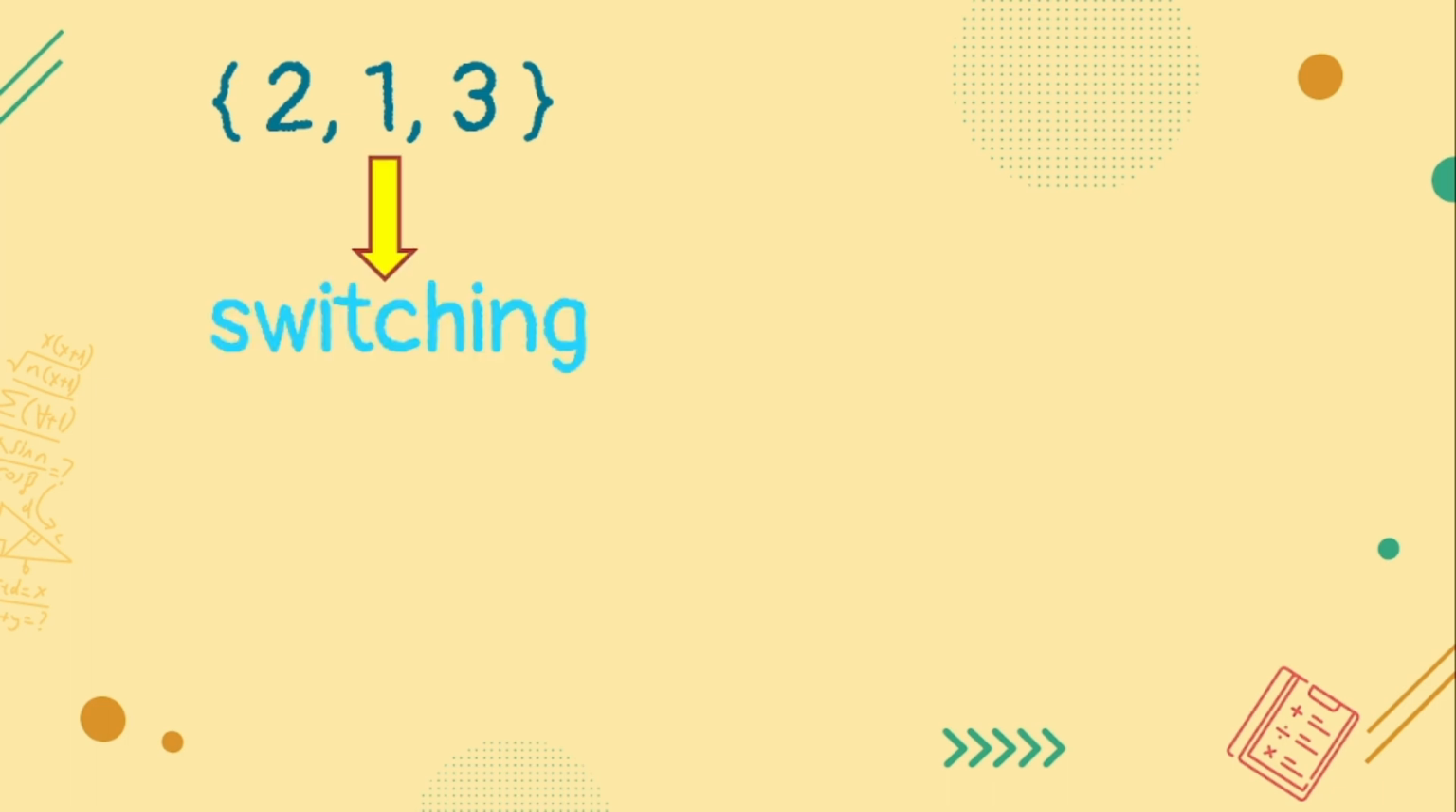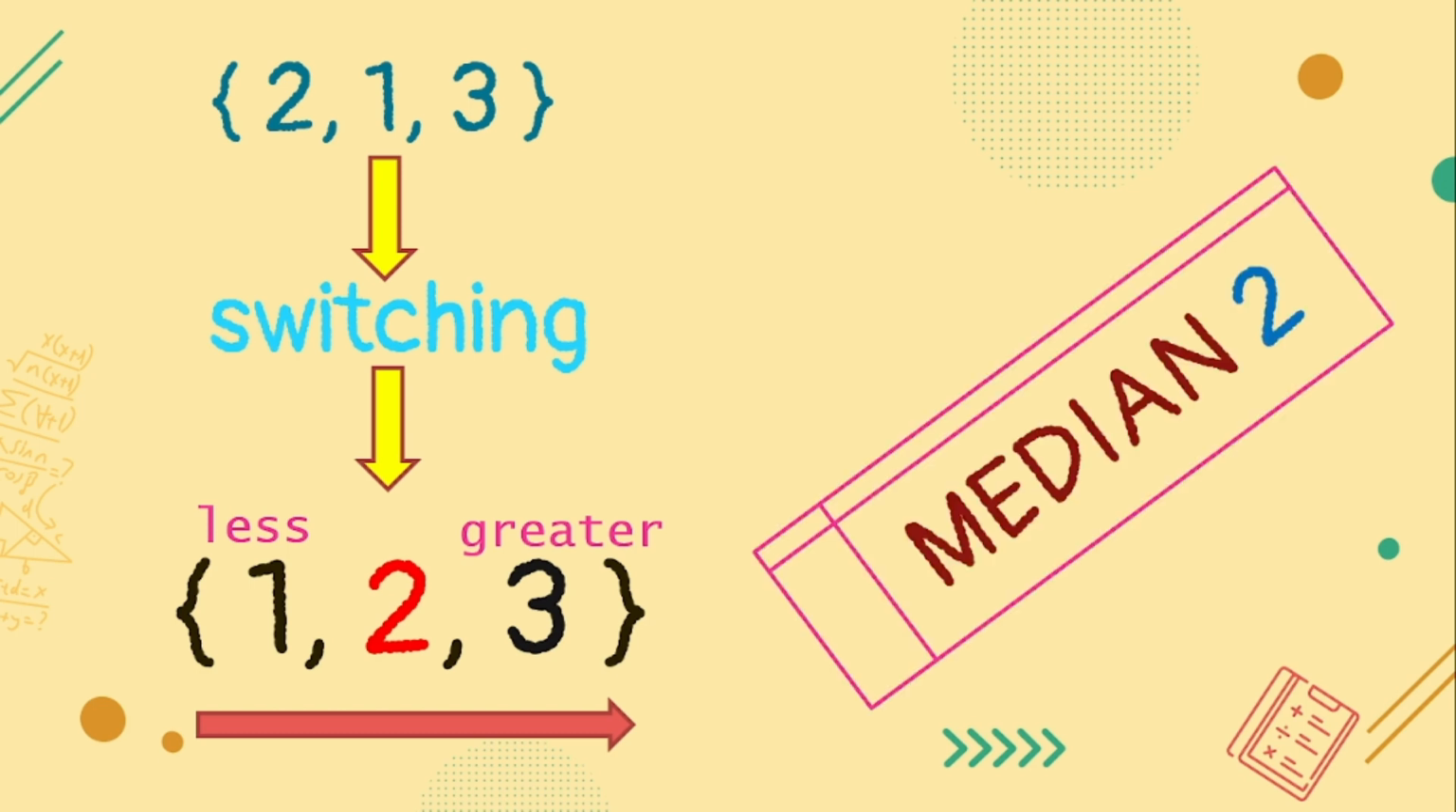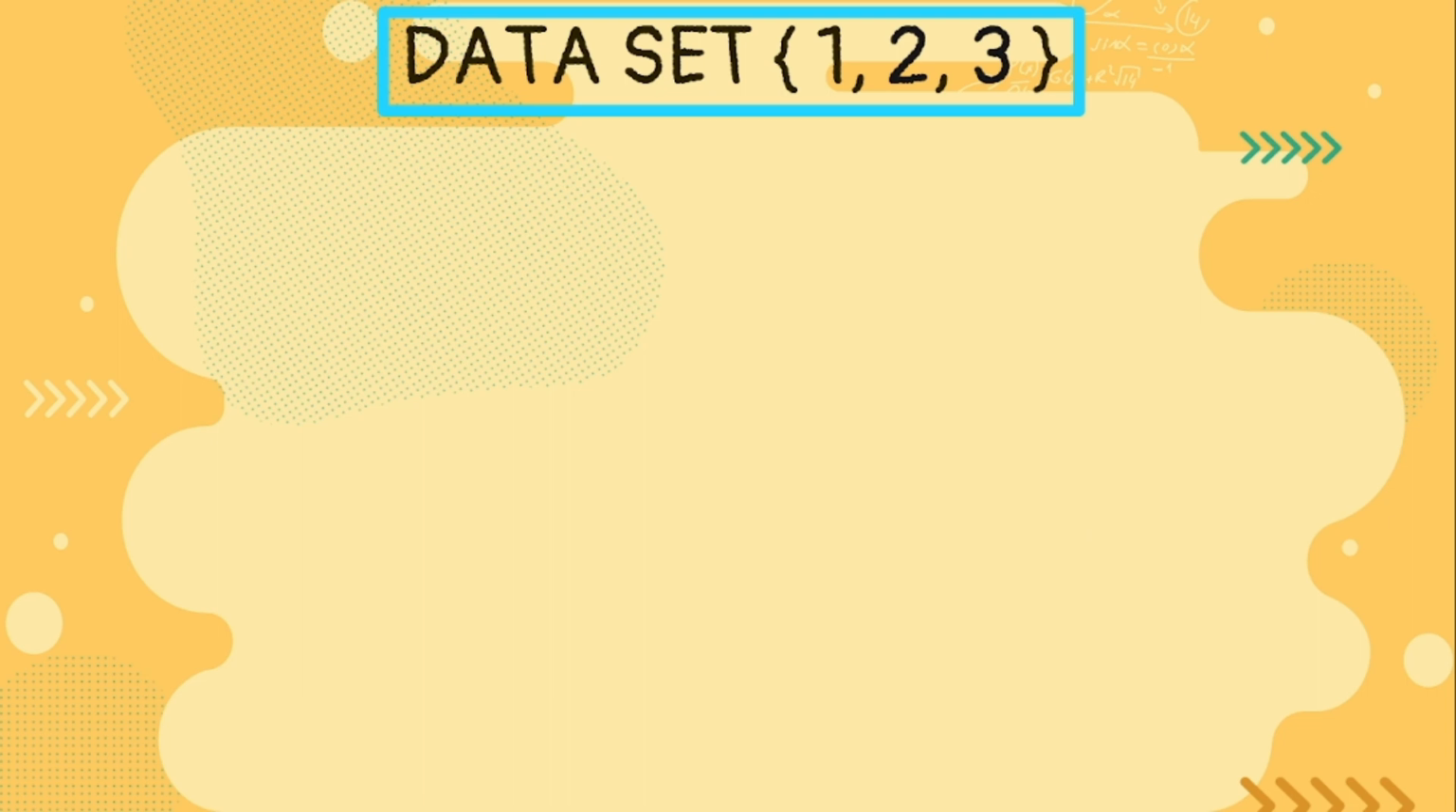So to make things easier, let's start with a really basic dataset that isn't in order. It's pretty easy to see that we can just switch the 2 and 1 by putting the dataset in the order from least to greatest value. Now we have the dataset 1, 2, 3, and finding the median or the middle of this set is easy. It's just 2 because 2 is exactly located in the middle. That almost seems too easy, doesn't it? But don't worry, it gets harder.